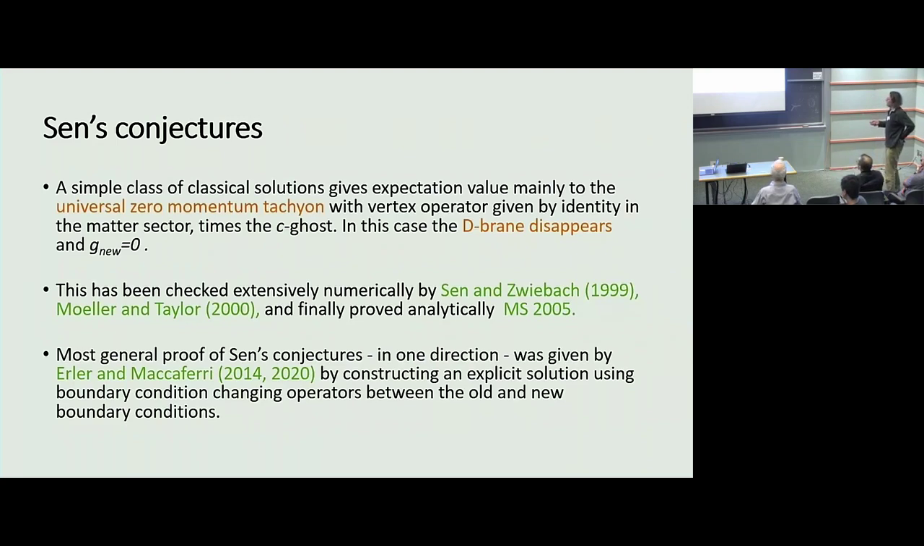Okay, so I'm not going to describe the construction, but I'd like to emphasize that this proves the Sen conjectures in one direction. It shows you that BCFTs can be seen as classical solutions of open string field theory, but it doesn't tell you that all open string field theory solutions are describing BCFTs. This is something that people believe, but it has not been proved.